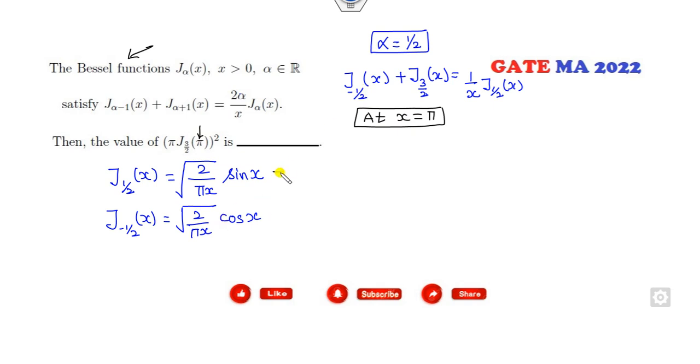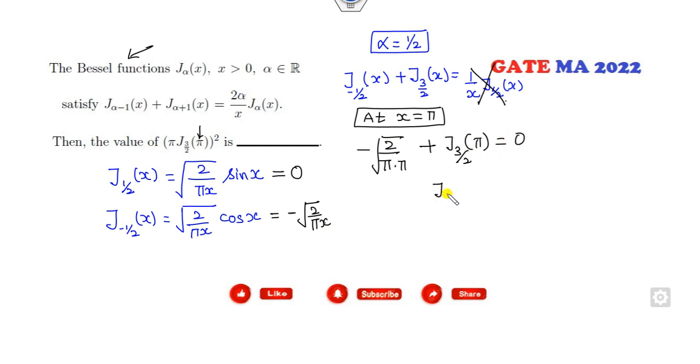So J of this value will be 0, since sin pi is 0. This value will be negative of 2 over pi x, so J positive will be 0. This value will be minus 2 over pi x, where x will be pi, plus this value which at pi is 0. So J of 3 by 2 of pi is root 2 divided by pi. I can substitute here, it's pi into this. So what is the answer? I think it's very simple, it will be 2, the right answer.